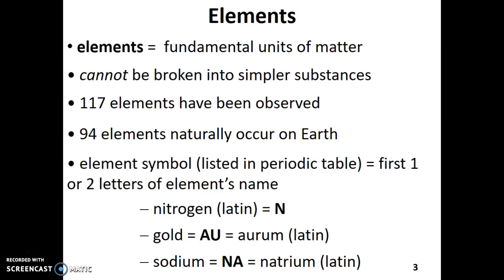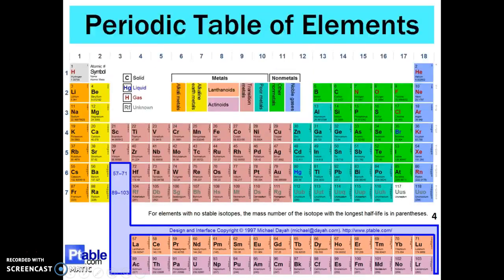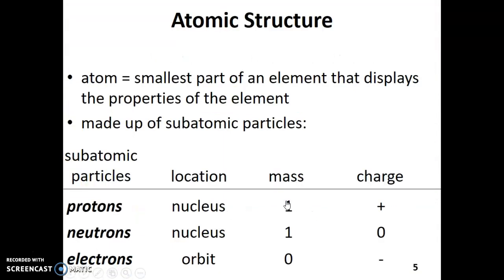So let's look at the periodic table so you can see what an element looks like. So here's a periodic table that shows the different elements. It shows the metals and non-metals. I'm not going to go into any of that. We're really going to focus on what makes up an element, and then we'll talk about the most common elements known to life. So an atom is the smallest part of an element that displays the properties of an element.